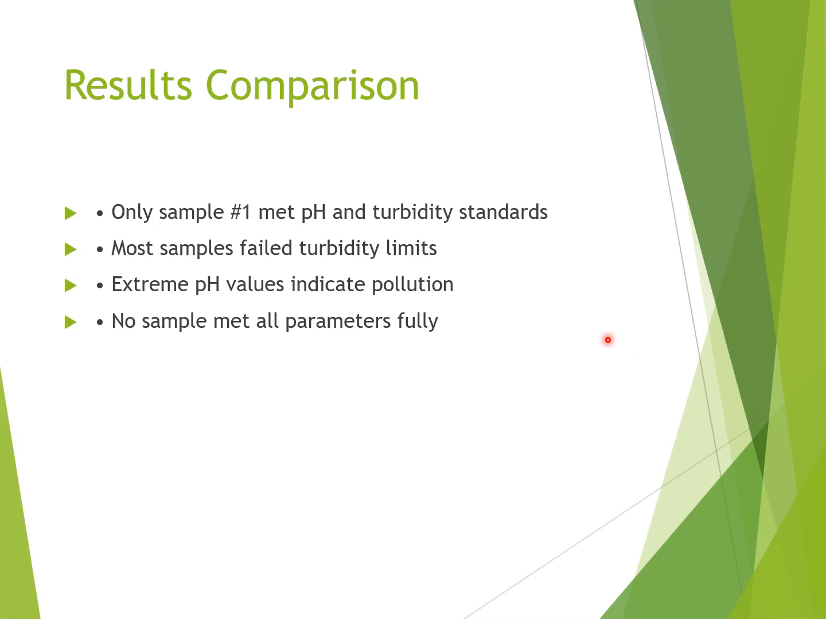So this is the result comparison. The first sample met the pH and turbidity standards. It shows that most samples failed to meet the guidelines. Only one sample partially met the standards for pH and turbidity. And the main reason for this failure was the very high turbidity levels, which strongly indicate that the water is polluted.